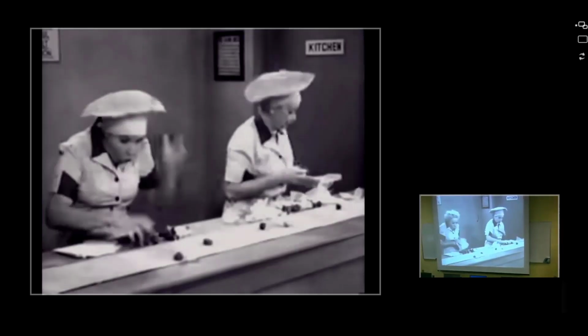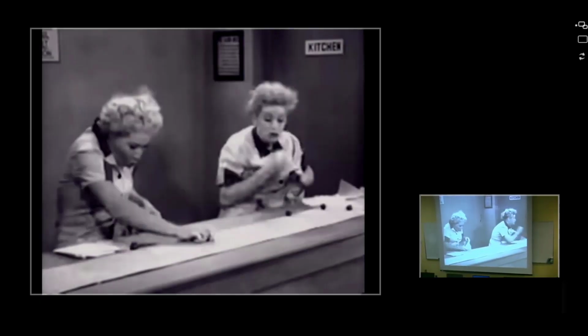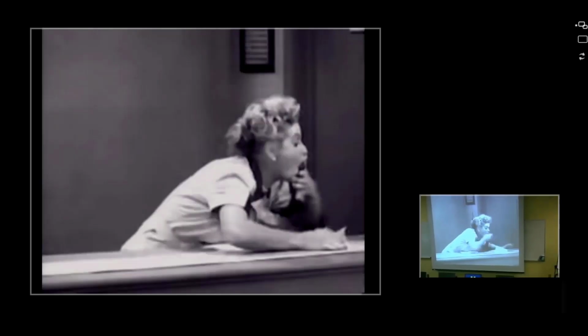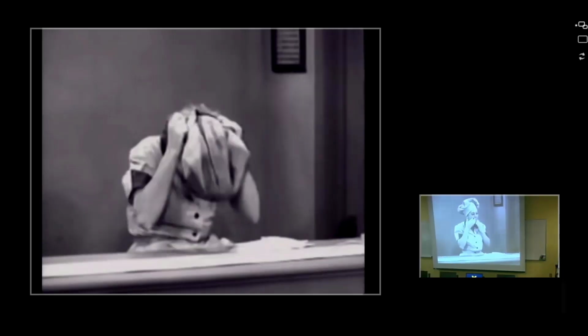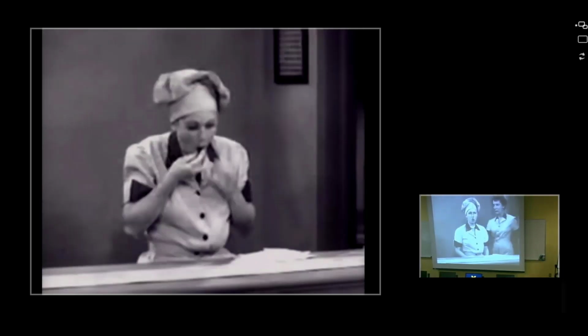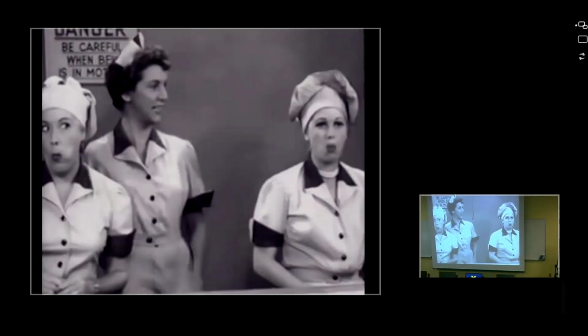Here she comes. Fine, you're doing splendidly. Speed it up!